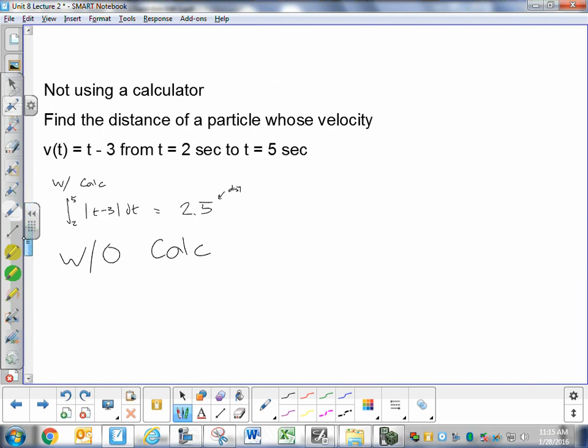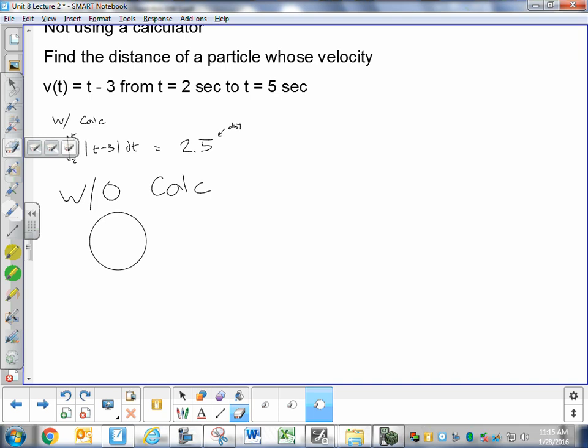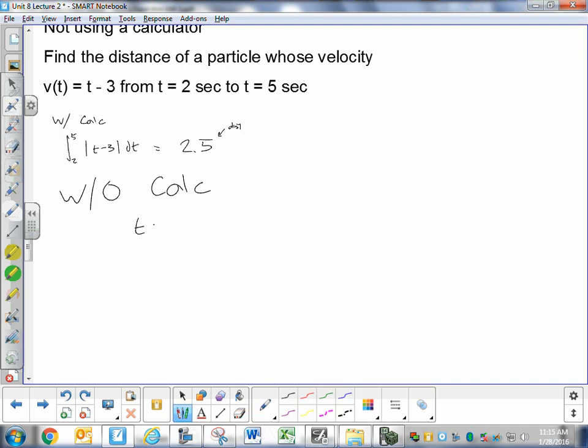Okay, let's see how that would look here. First thing I would do, I would take my velocity function, set it equal to 0. T minus 3 equals 0. That means t is going to equal 3. Second thing I'm going to do is examine the signs of my velocity around that 0. Well, I know when t is greater than 3, my velocities are going to be positive. When t is less than 3, my velocities are going to be negative.